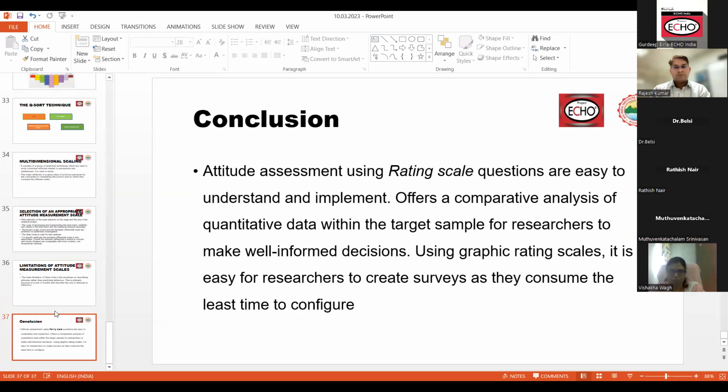One of the main advantages of using a rating scale is that the data you have obtained from a group is easily quantifiable, because you already have it in numbers, or maybe in dichotomous answers like yes or no, like, dislike, agree, disagree, and so on. Using graphic rating scales, it is easy for the researcher to create surveys, as they consume the least time to configure.